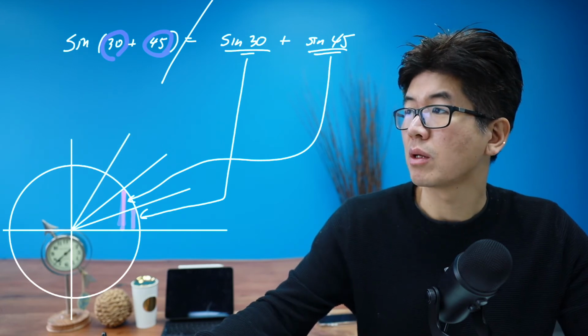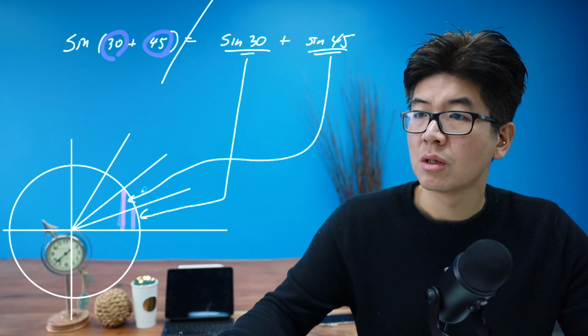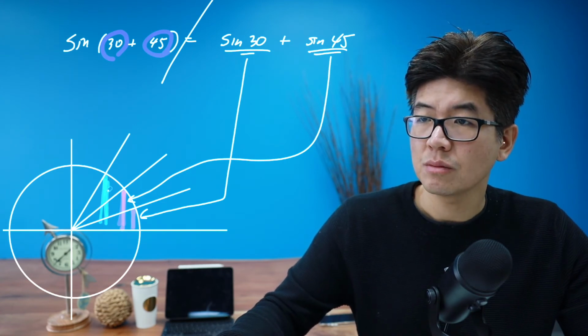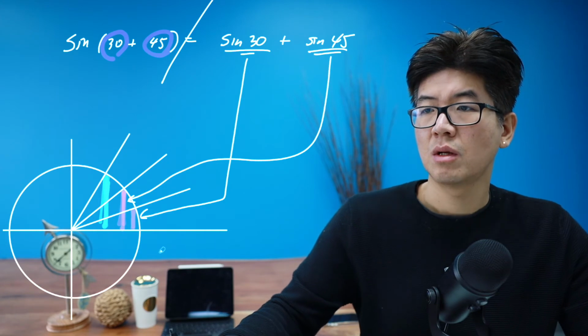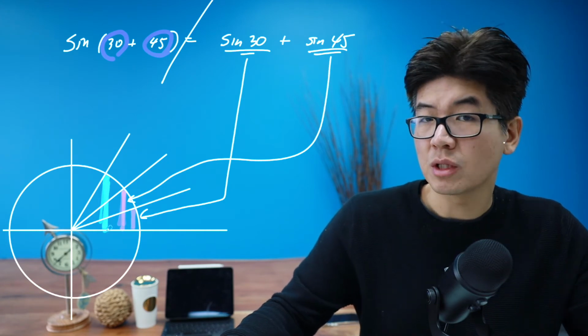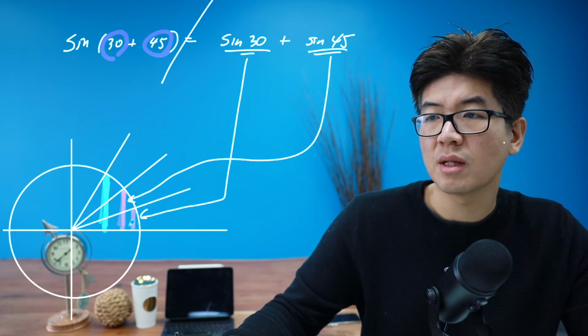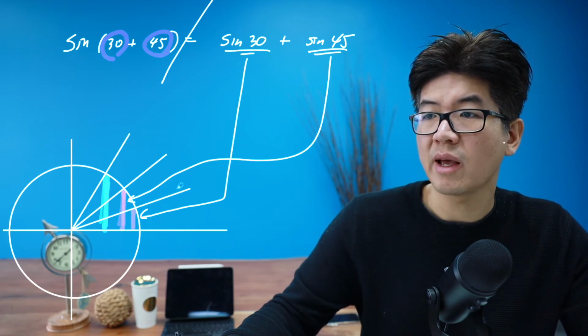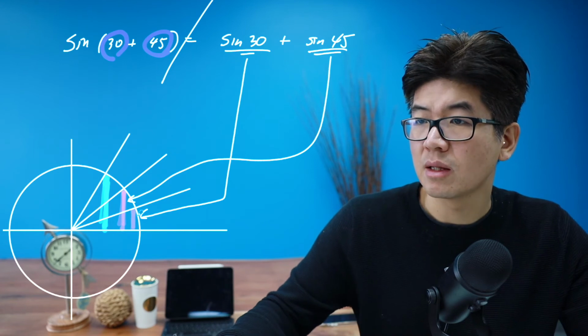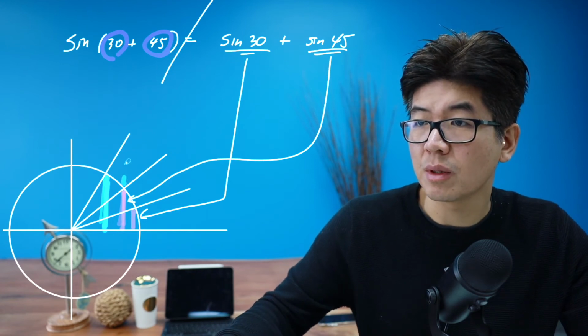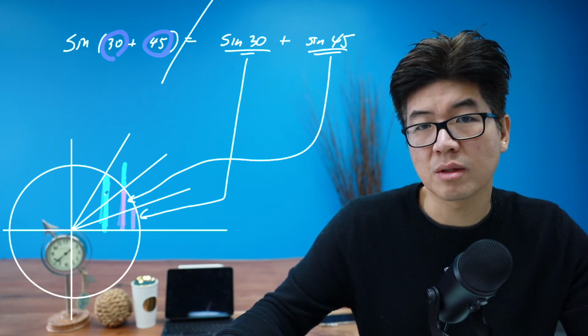Let me pick a different color. So look, if you look at this picture, it's clear that this plus this is not going to equal this. If I stack this length here on top of this, it's going to be longer. Do you see? It's not going to equal that.